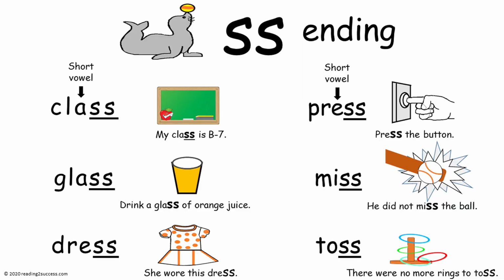Now with kids, look at some examples that follow the first rule. The double S, making the S sound, will be at the end of the word, and before the double S there is a short vowel. The first word is class. The second word is glass. The third word is dress. The fourth word is press. The fifth word is miss. And then the last word is toss.